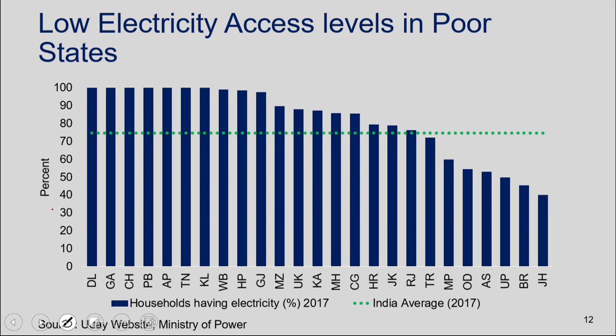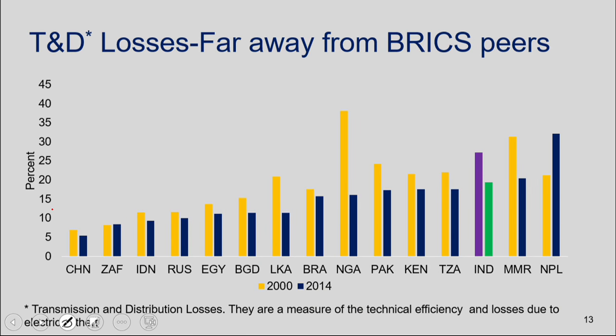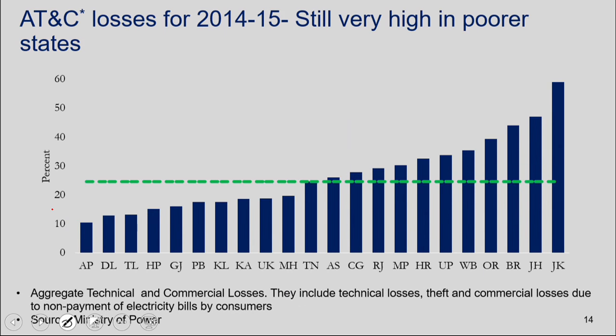But Delhi, Goa, Chandigarh have attained pretty good access levels. Transmission and distribution losses, as you can see, India is up there, pretty high compared to BRICS peers. It's improved over time, but it's still about 15, maybe a little bit more. But this is transmission and distribution losses.